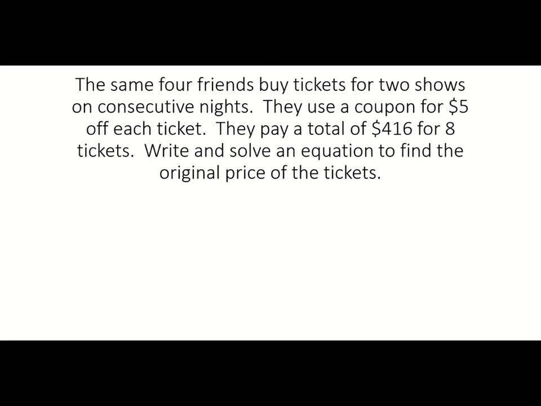So once I've read through once, then I'll go through and underline the key information and circle what the question is wanting. So in the first sentence, there's not too much that seems important to me. The second sentence, I have a coupon for $5 off each ticket. The third sentence, it was a total of $416 and 8 tickets were bought. So that's what I think is pretty important in this problem. And then what is it asking me to do? It wants me to write and solve an equation to find the original price of the tickets. So I need to write and solve to find the original price.